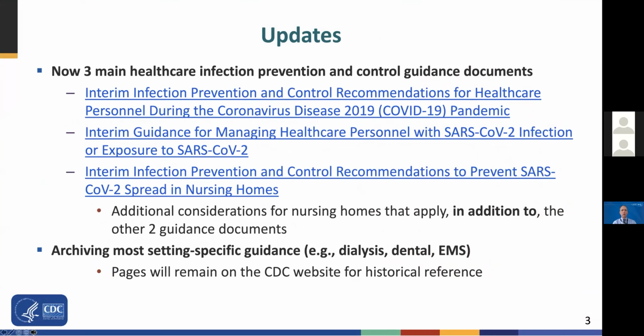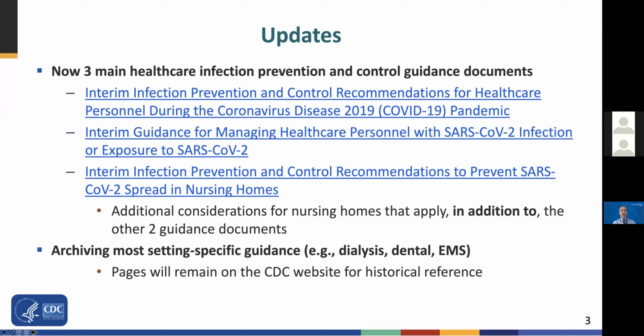For those of you that have looked at our guidance, we had about 10 or 15 different guidance documents, which made it challenging to find some of the information that you needed. So this update has tried to streamline guidance by putting basically all of it into 3 different documents. The first is what I'll call our general infection prevention and control guidance, called the interim infection prevention and control recommendations for healthcare personnel. That's basically the basics. It applies to all healthcare settings.